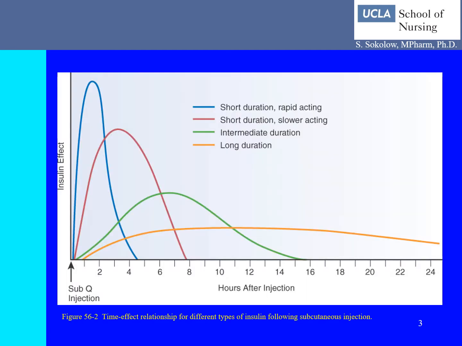And so this one is a graph showing the different half-life, or the duration of those different insulins. So you see you have the short duration rapid acting, so insulin lispro and glulisine. Then you have the slower acting, so this is your natural insulin. Then you have the intermediate duration, your NPH, and then you have the long acting.